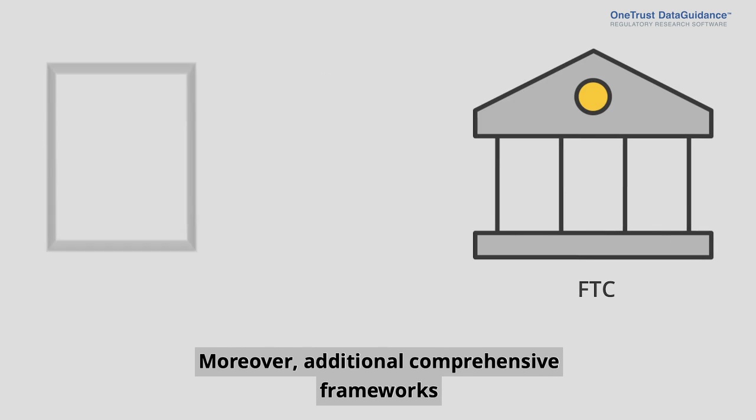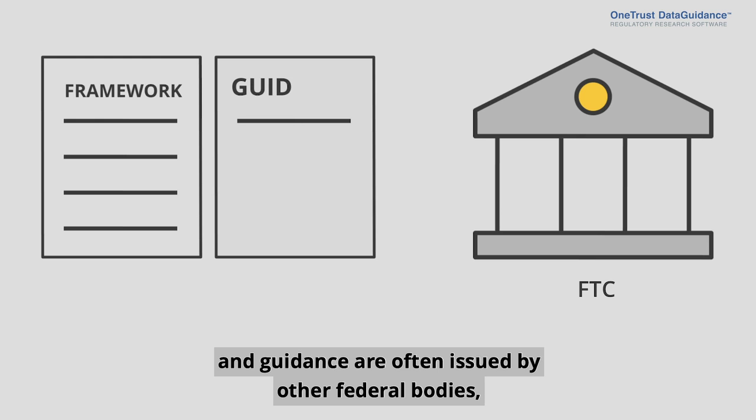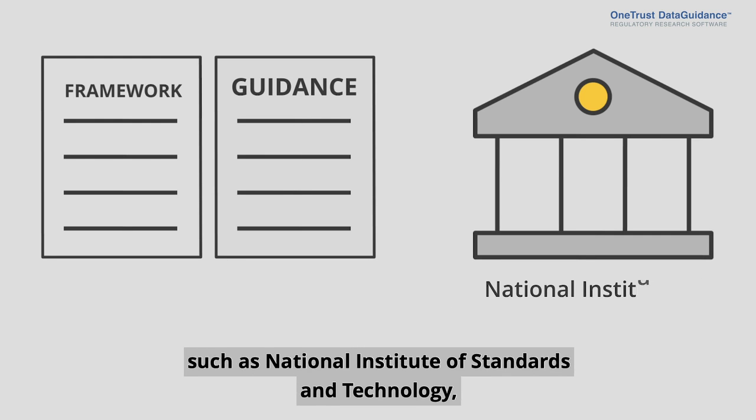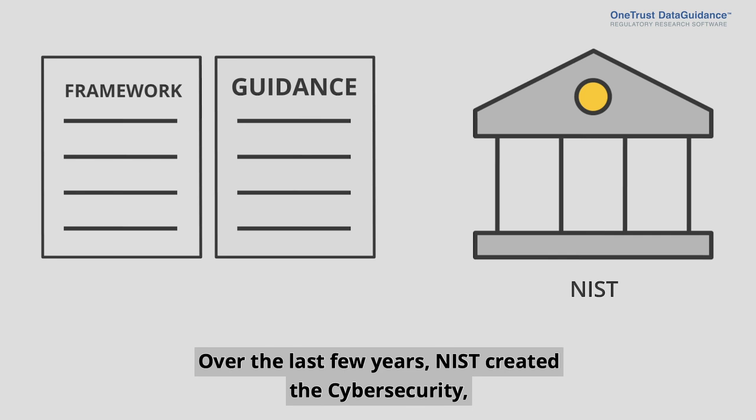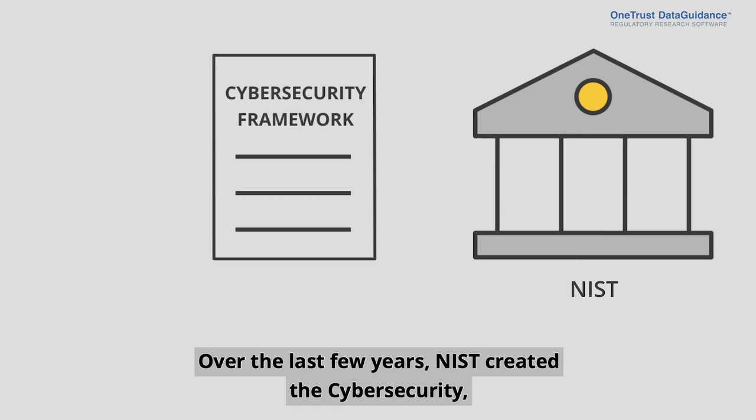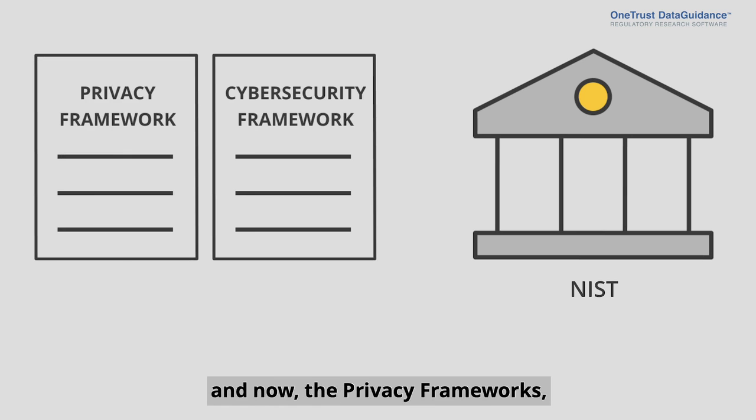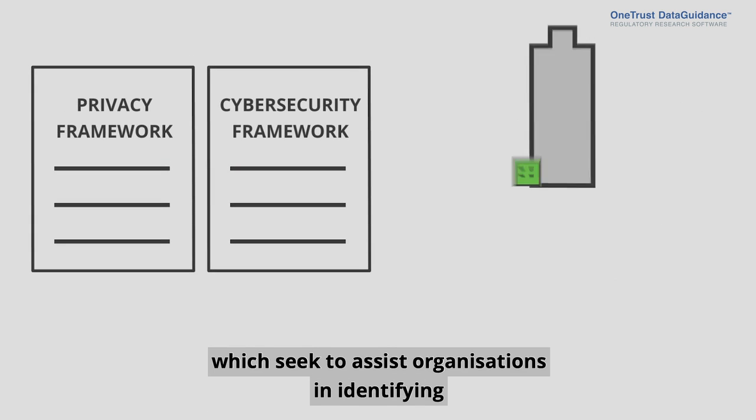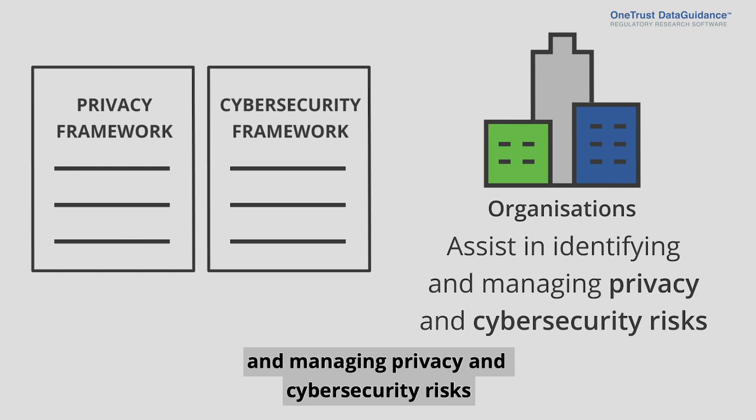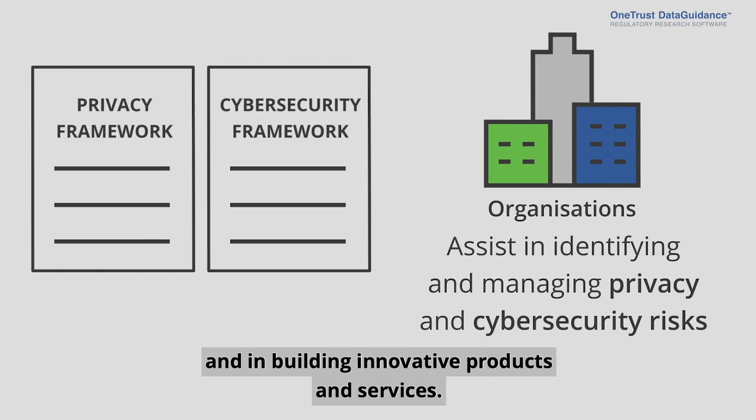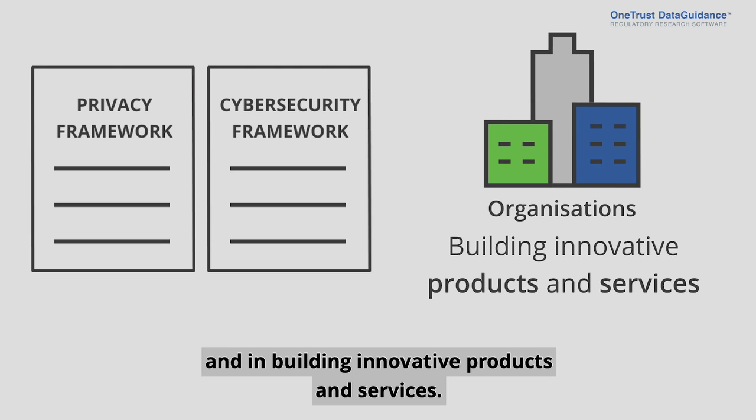Moreover, additional comprehensive frameworks and guidance are often issued by other federal bodies, such as the National Institute of Standards and Technology, or NIST. Over the last few years, NIST created the cybersecurity and now the privacy frameworks, which seek to assist organizations in identifying and managing privacy and cybersecurity risks, and in building innovative products and services.